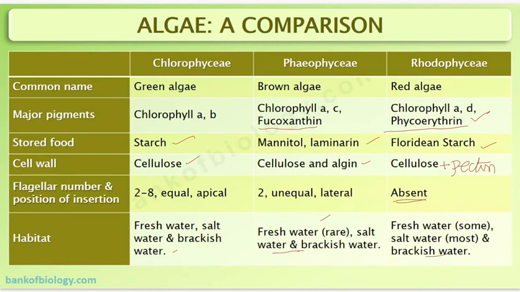Habitat, freshwater, most of the time, very less in salt water. Freshwater less, salt water and brackish water maximum. Here, salt water most of the time and brackish water, fresh water very less. So this is how we compare 3 classes of algae.